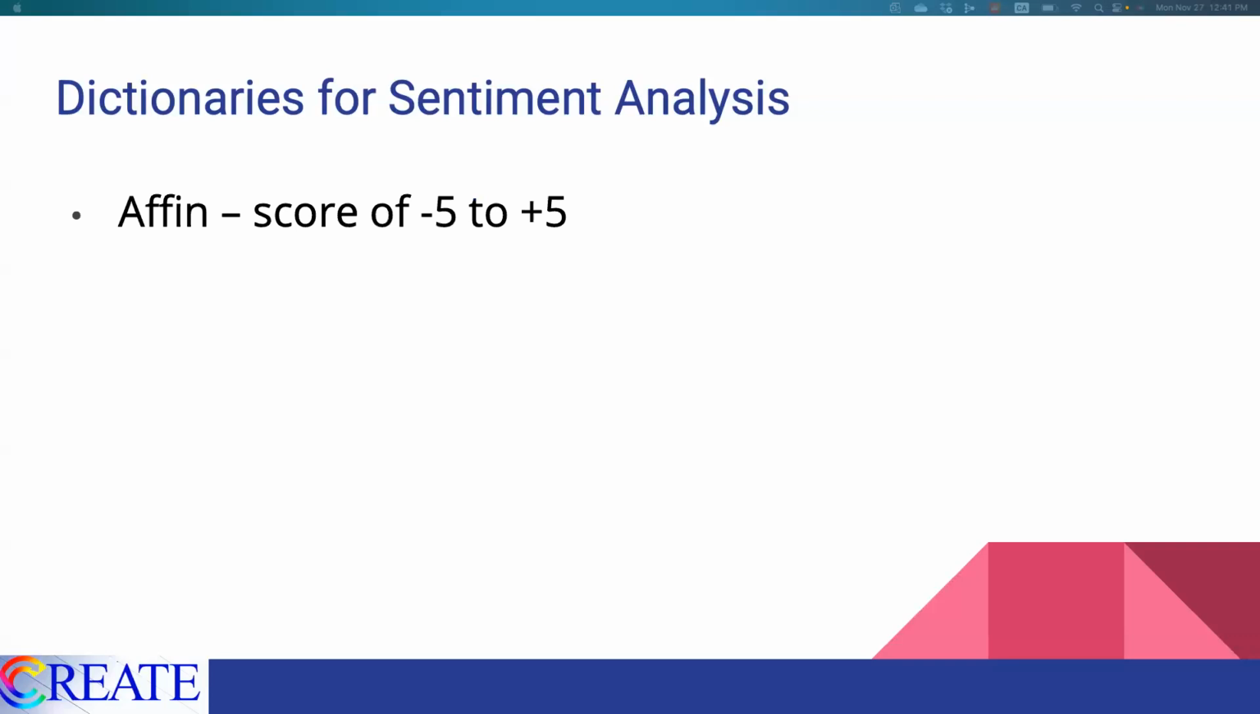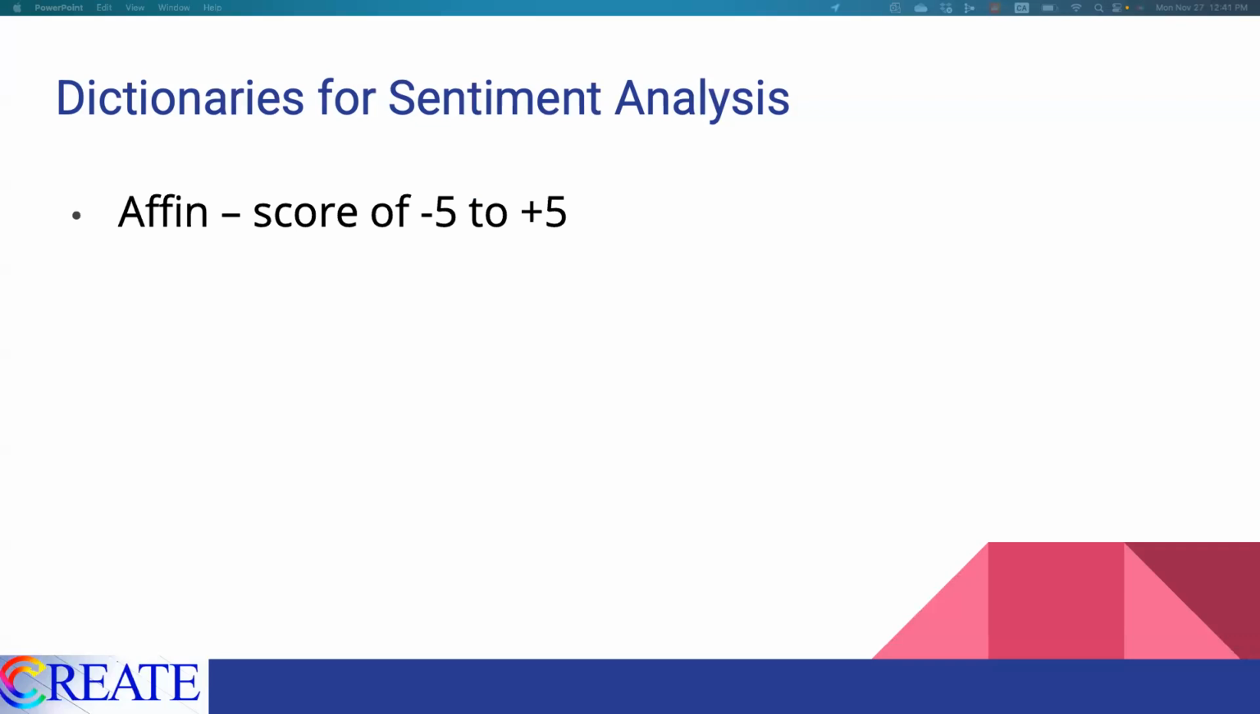So AFINN is the first one. What this does is not just assign positive and negative. It gives a weight to it. So some words are more negative than others. I could think of a couple of four-letter words, right? They're curse words. Okay, they have a harsher meaning.